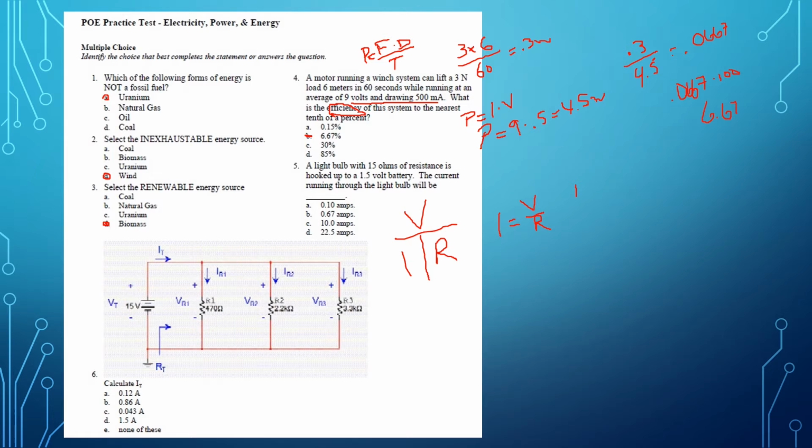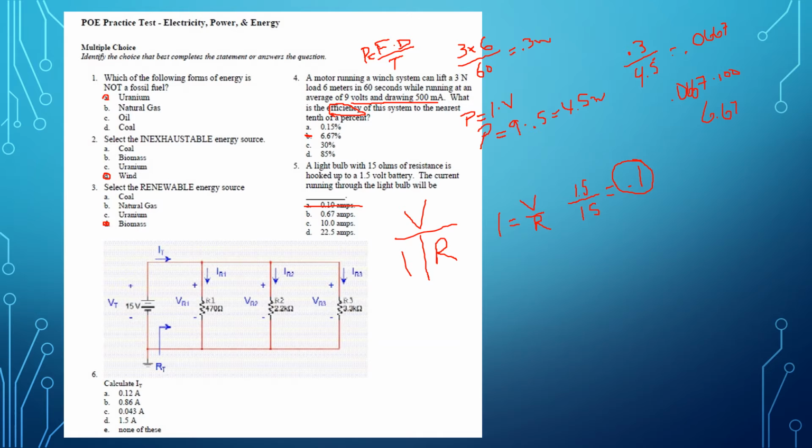So my voltage is going to be 1.5 volts over 15 ohms. Your answer is going to be 0.1. So 0.1 amps, option A.